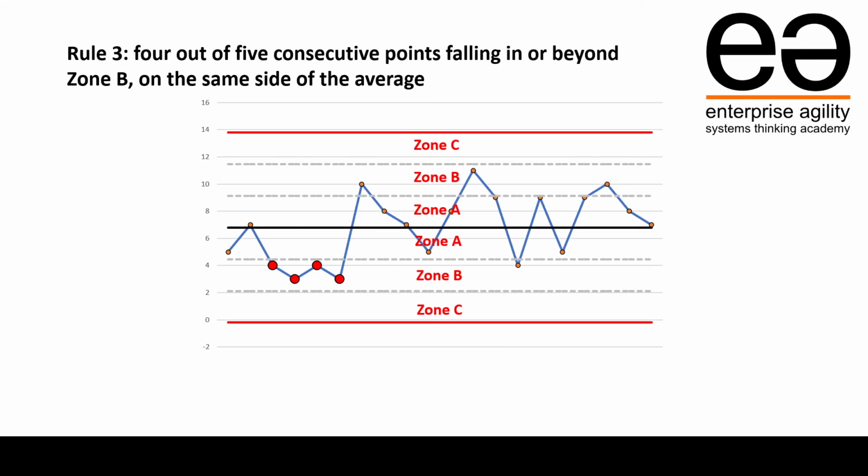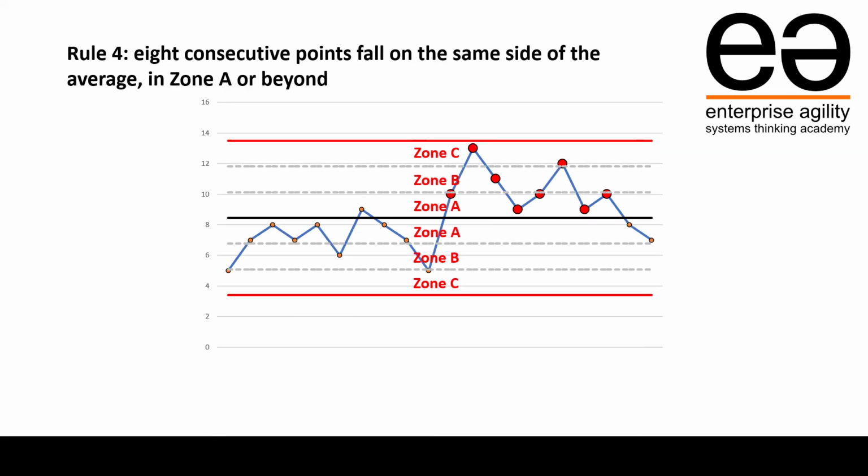Rule 3. 4 out of 5 consecutive data points falling in or beyond zone B on the same side of the average. So in this example we have 4 consecutive data points, that's points 3, 4, 5 and 6, highlighted in red again, and they're within zone B below the average, but again equally they could be within zone B above the average. So that's rule 3. When you see this signal being tripped, go study.